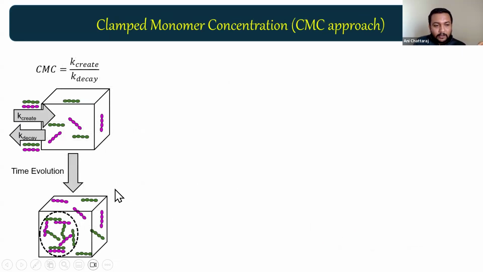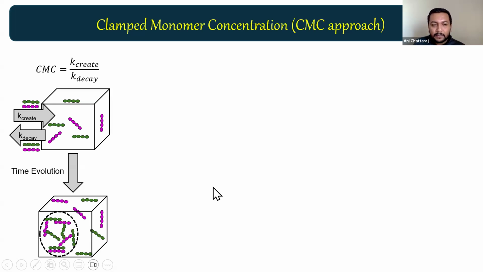And this is just another simulation technique to arrive at the same conclusion. So in the previous method, we kept the concentration of individual molecules fixed. But here what we are doing is we make the box open, quote unquote, because molecules can come in and molecules can exit. And as a function of these rate parameters, which are the creation and decay rate, by tuning these two rate parameters, we can tune what the monomer concentration should be at a given point. So that particular monomer concentration we call CMC, which stands for clamped monomer concentration.